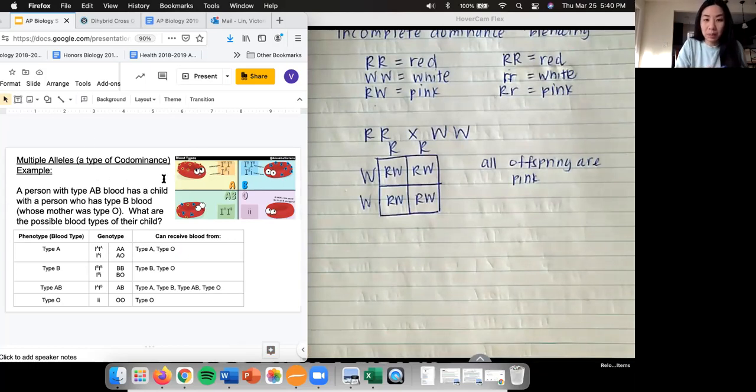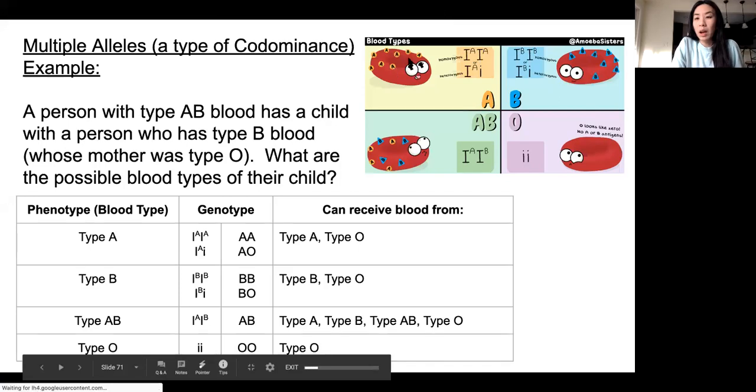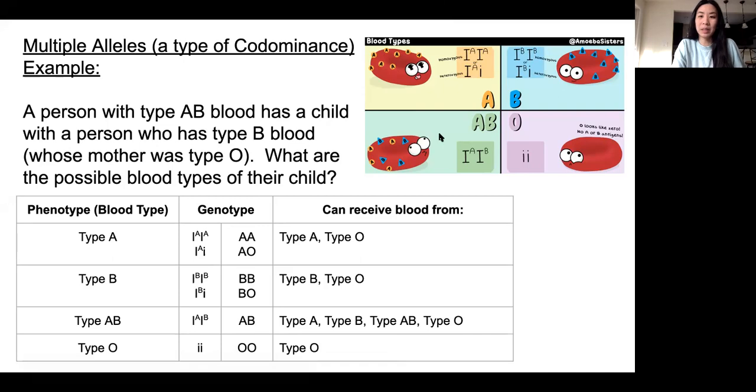If you look at this little diagram right here, the four main blood types are type A, B, AB, and O. Let me actually make this big so you can see. Someone who has type A blood has markers on their blood cells, protein A. For someone who has type B, they have B proteins. Someone who has type AB blood has both. And someone who has type O blood doesn't have either of those proteins, or what they call antigens.